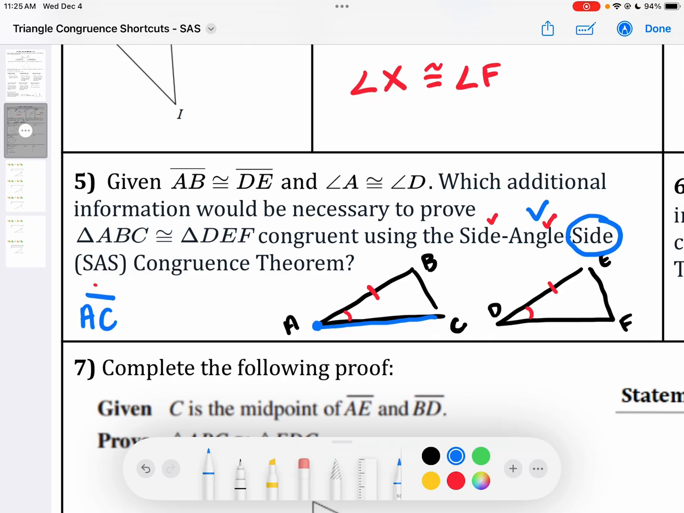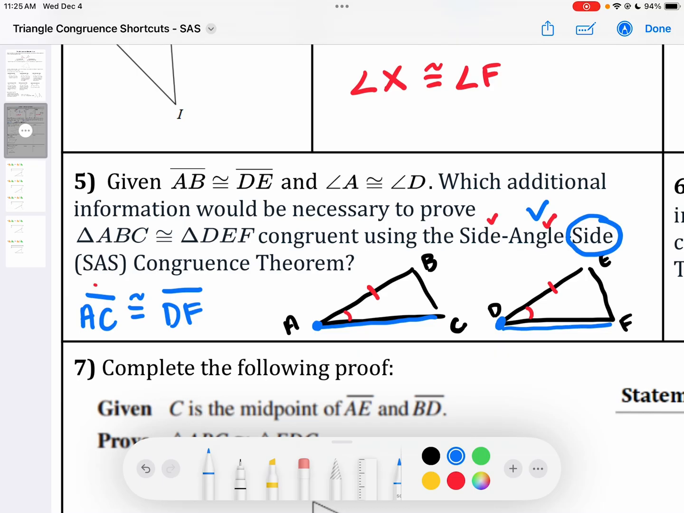Right? So think about it like an alligator mouth. It's got a top jaw and a bottom jaw. We already have the top jaw. We want the bottom jaw. Okay, so then I'm going to go to my vertex of the second triangle at point D. I already have the top jaw, DE, so I want the bottom jaw, DF.